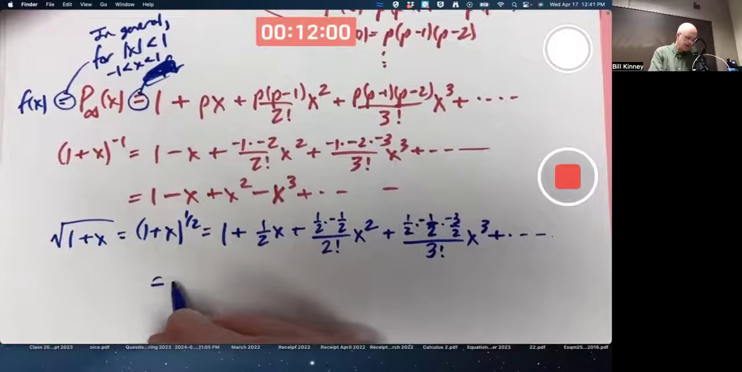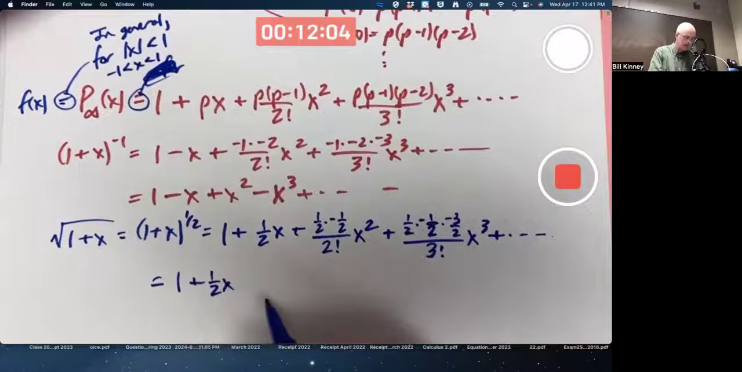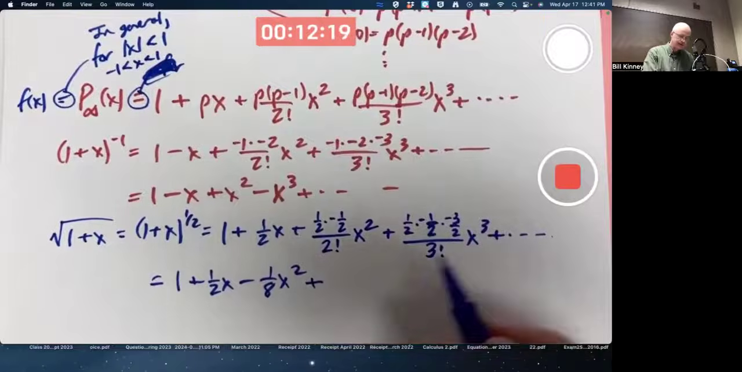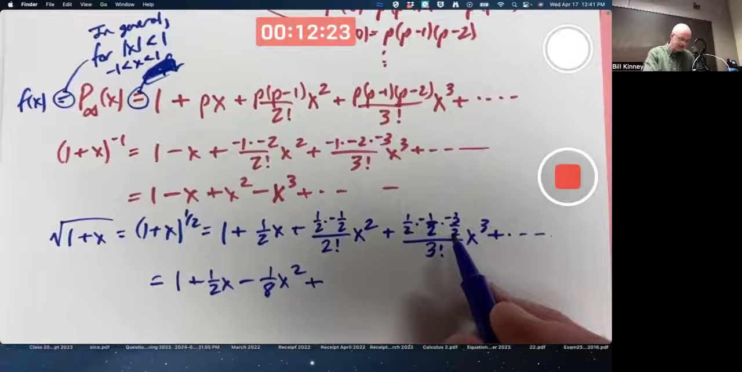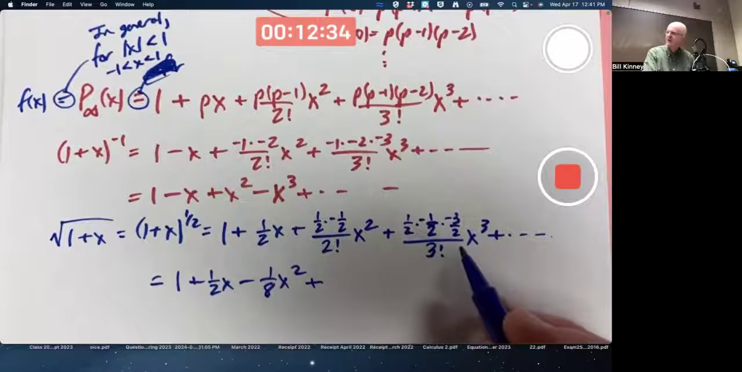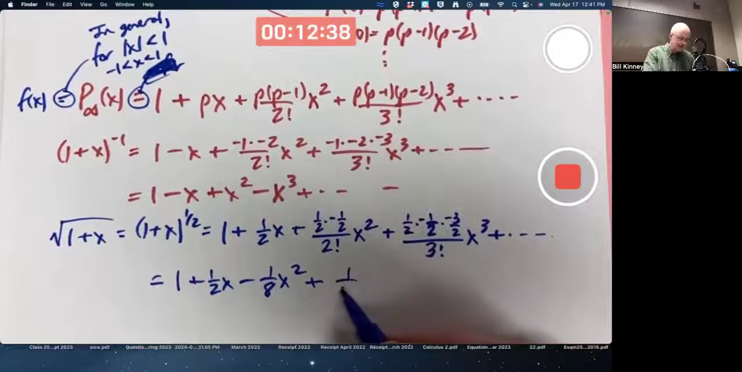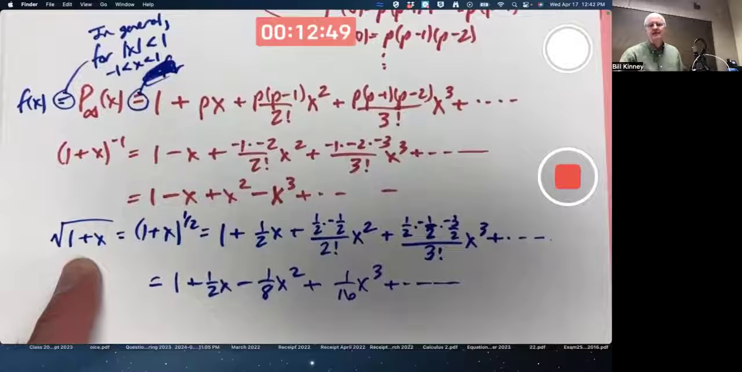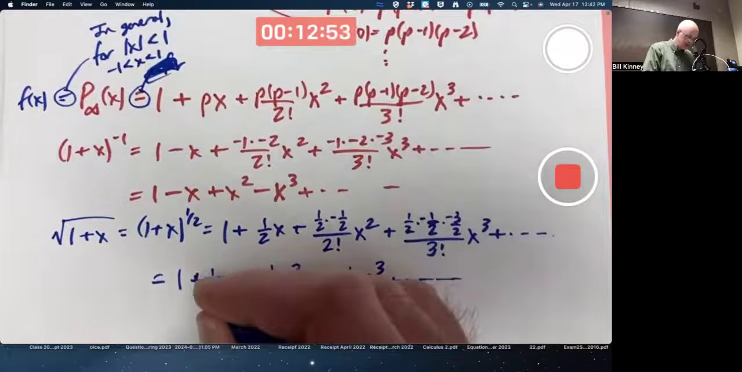We should make a habit of simplifying. This becomes 1 plus 1/2 x minus 1/8 x squared, right? 1/2 times -1/2 is -1/4, divided by another 2, you get -1/8. The next one's going to be a plus because 2 minus signs being multiplied gives you a positive. The 3 there can cancel with a 3 there. I'll still be left with a 2 factorial or 2 here when I do that cancellation. Ultimately, I've got 4 factors of 2. 1/16 x cubed. So if you were asked on a test for the first 4 non-zero terms of the Taylor series for square root of 1 plus x centered at x equals 0, this would be the answer. And to say it equals the function, you should say plus dot dot dots.